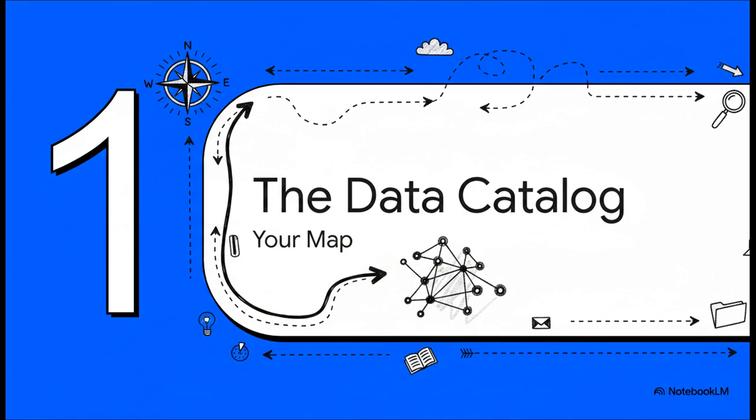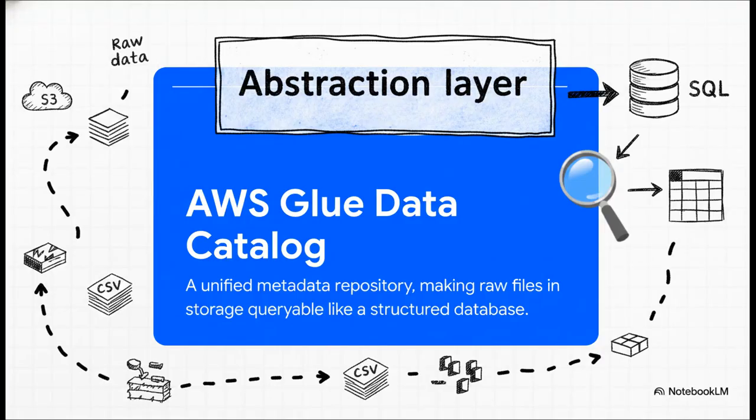Because, let's be real, before you can start building roads and cities in your data landscape, you first have to know where everything is. The Glue data catalog is that map. It's this unified central repository for all of your data's metadata. But here's where the magic really happens. It creates this amazing abstraction layer over your raw files. What does that mean? It means you can have a plain old CSV file just sitting in an S3 bucket, and the data catalog lets you run standard SQL on it like it was a perfectly structured table in a database. It's kind of wild.